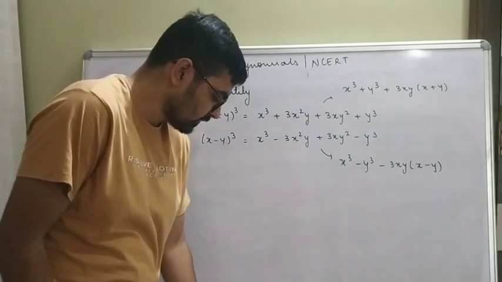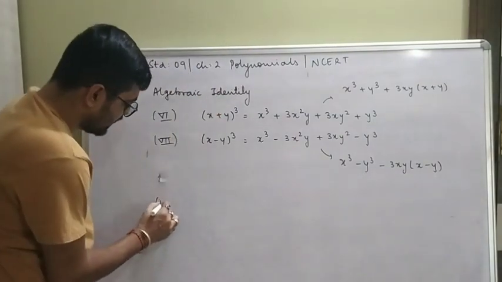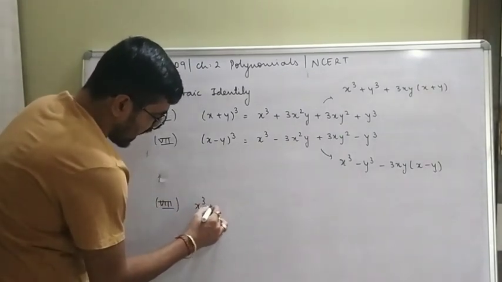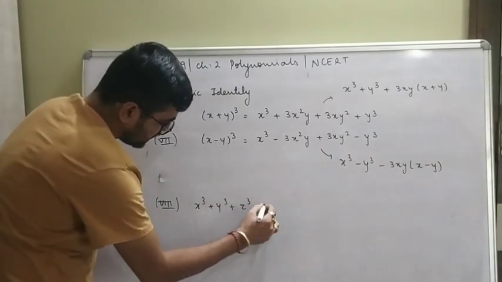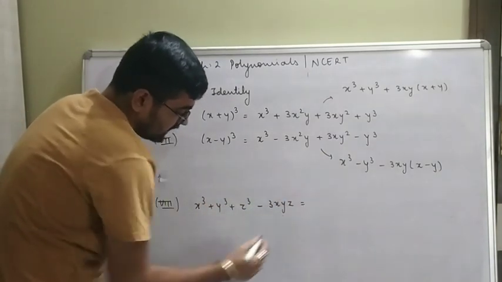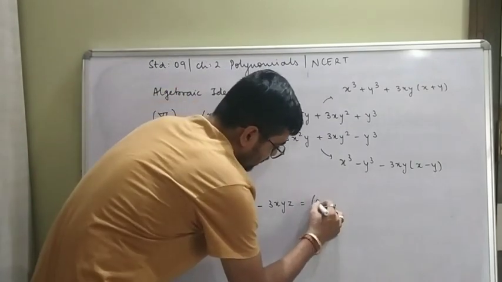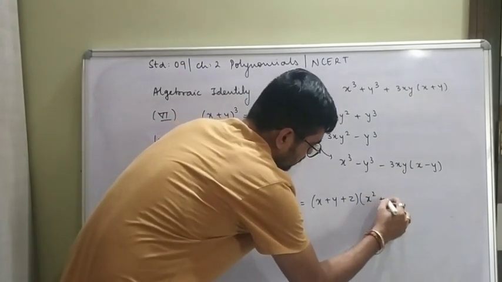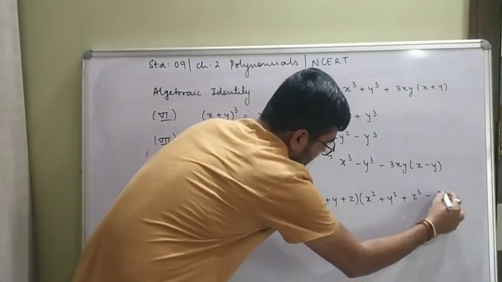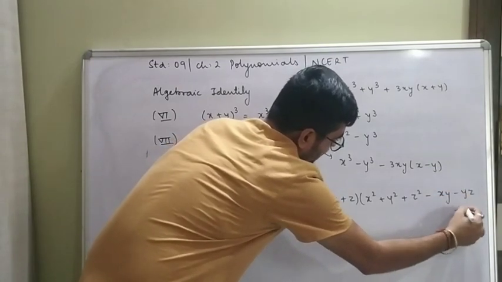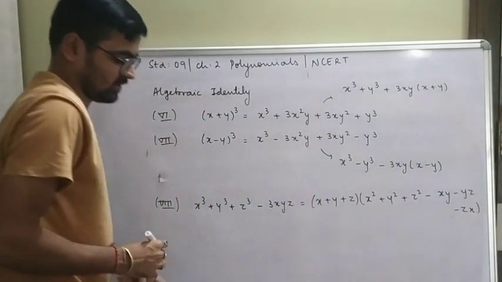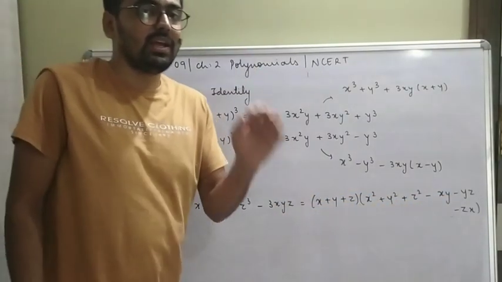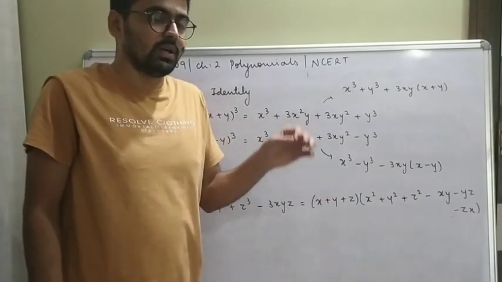Correct. And there is one more identity, that is the 8th one, which is something like this: x cube plus y cube plus z cube minus 3xyz is equal to x plus y plus z into x square plus y square plus z square minus xy minus yz minus zx. 8th identity. So there are total 8 identities we have in our textbook.